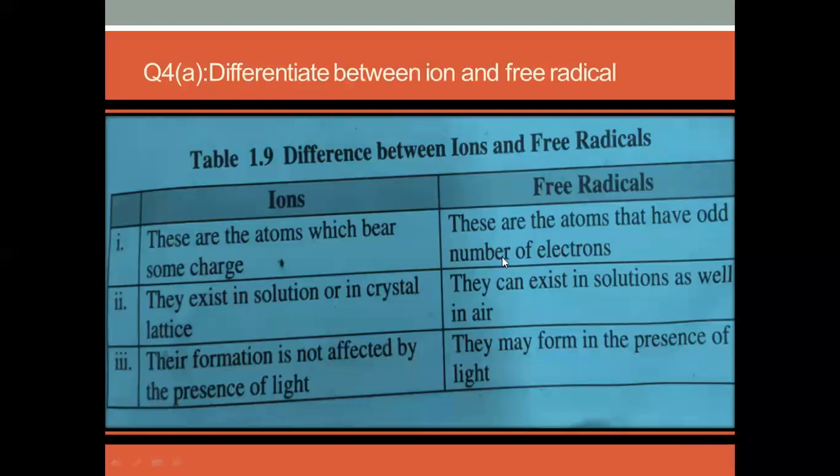Differentiate between ions and free radicals. Again, I explained it before. Ions are atoms which bear some charge, while free radicals are atoms which have an odd number of electrons. Ions exist in solution or in an ionic crystal lattice, while free radicals can exist in solution as well as in air. The formation of ions is not affected by sunlight, while free radicals form in the presence of sunlight.